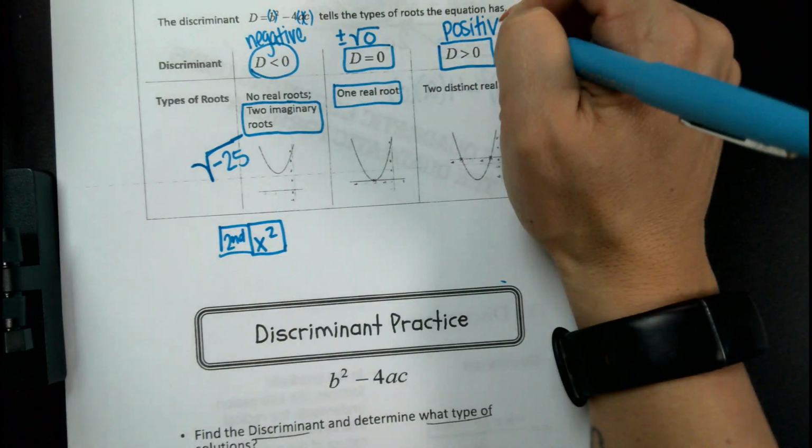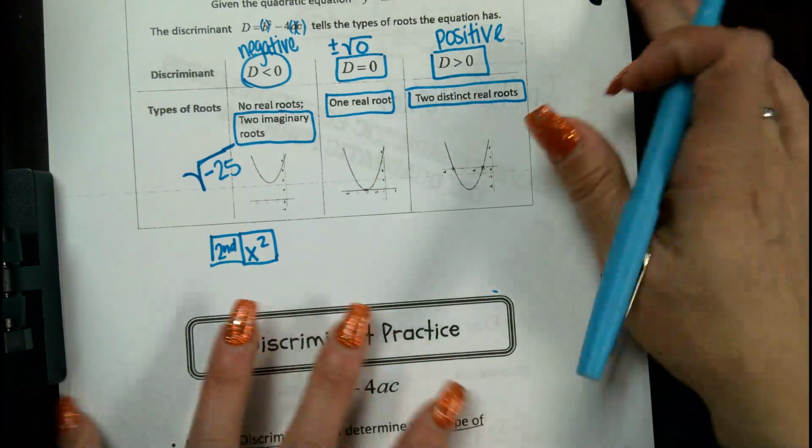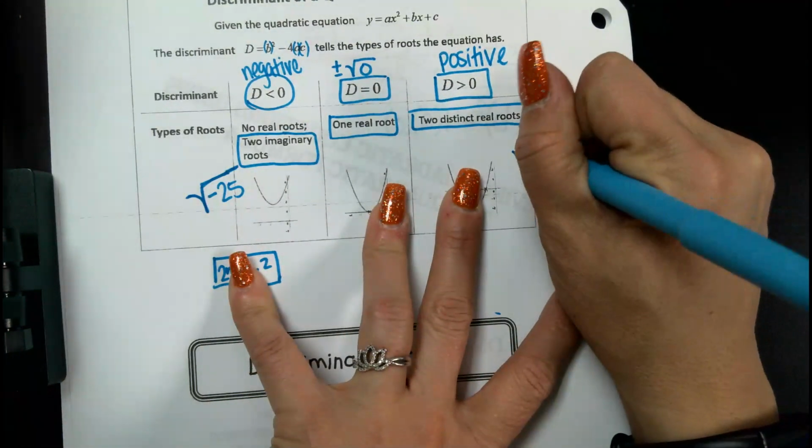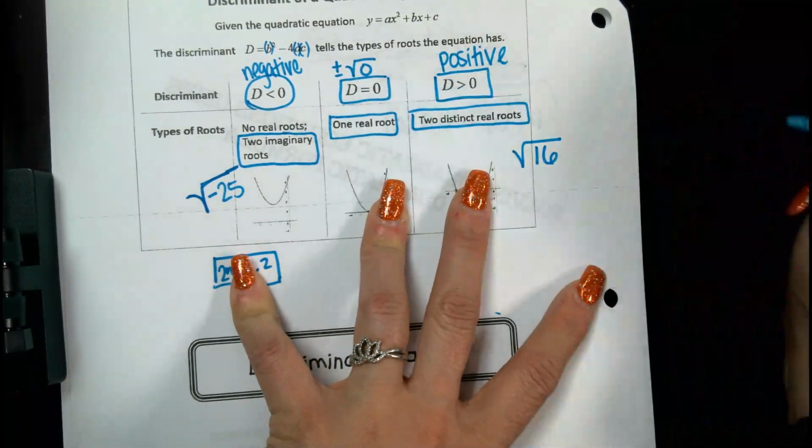If your answer is any positive number, then you will have two real solutions. Okay, so think about it. What is the square root of 16?